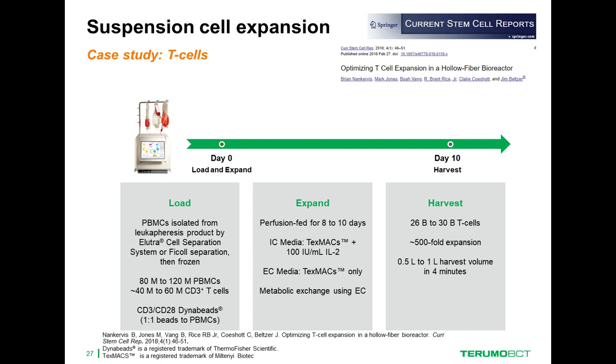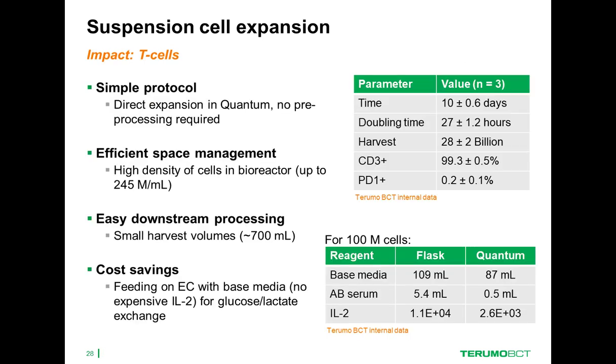2 different media compositions were used. Cells were fed on the IC side with TexMACS supplemented with IL-2 cytokine, while metabolic exchange was performed primarily through the EC side using basal media. In the last step, at day 10, 28 billion cells were harvested on average within 4 minutes into a 1-liter harvest bag.